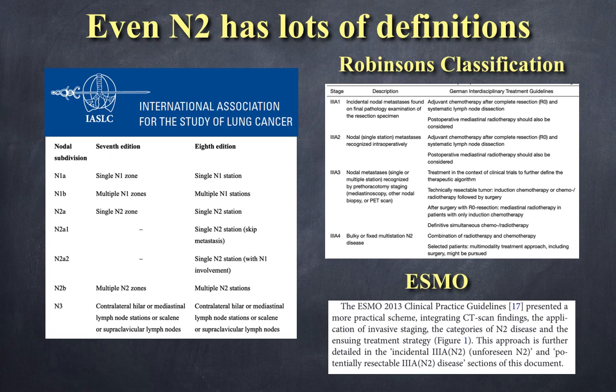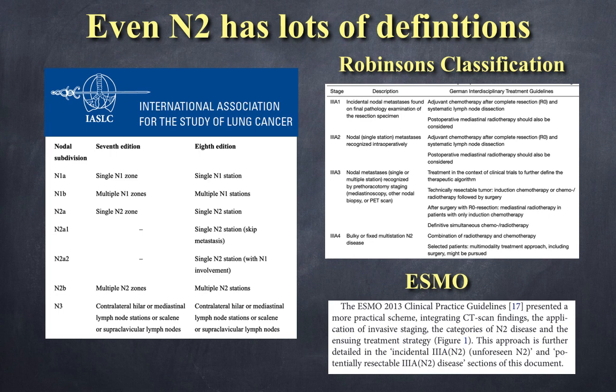This can be confusing. So the IASLC have even tried to subdivide stage N2. They tried to say N2a is single station; N2a1 is single station, there aren't any N1 nodes; N2a2 is single station with multiple N1 nodes involved; and stage N2b is multiple N2 stations. So we haven't found this that useful because it's all about resectability or not. So what else is out there?